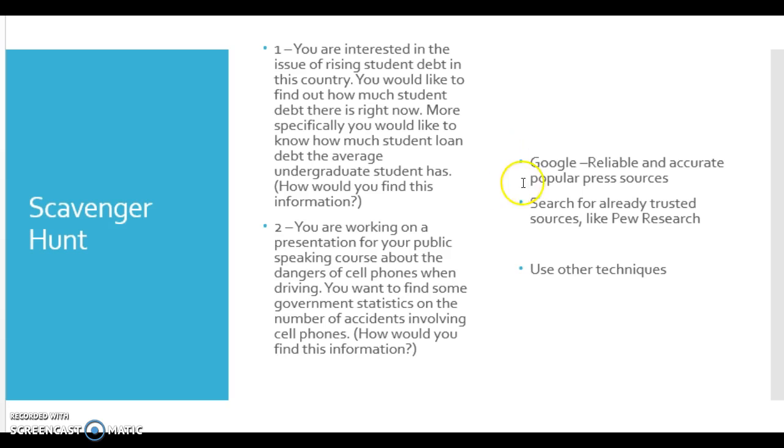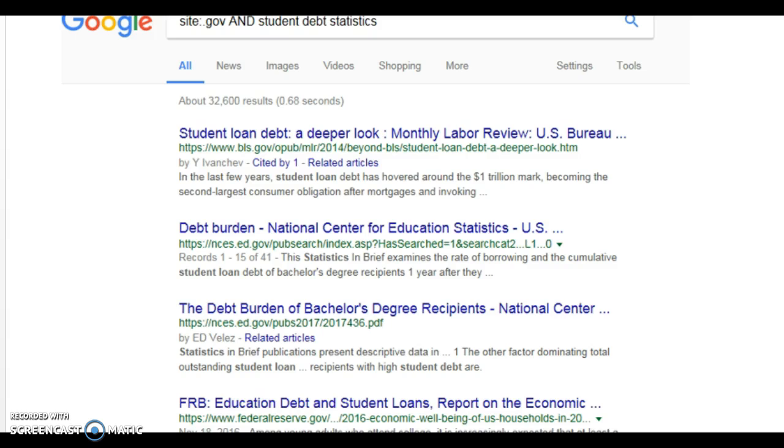So with the first 2 questions, the ones you see here, both of them asked about statistical information. A lot of people said that the first place they would go is Google, and from here you could get reliable and accurate popular press sources to give you the statistical information that you wanted to find. And that's true, it worked. A few people said they would go to specific sites that they already trust, like Pew Research, and search those sites to find this information. Also, a plan that could work.